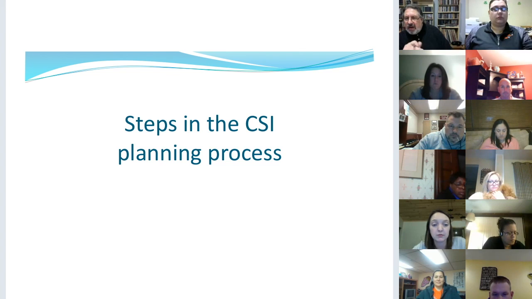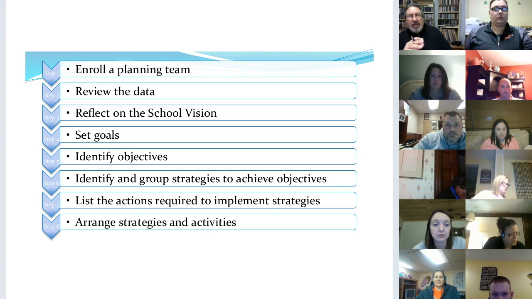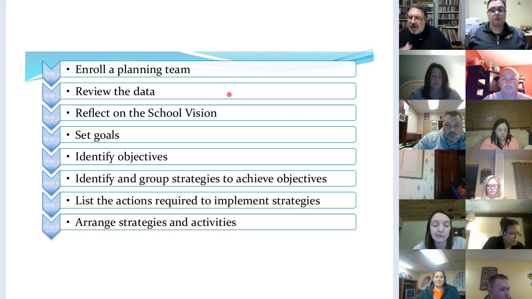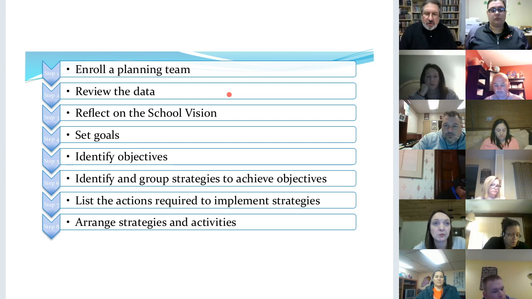So here are steps in the CSI planning process. You would enroll a planning team. Through careful deliberation with people in your intimate cabinet, enroll a planning team to determine who's going to be involved in this. Everyone doesn't have to be involved in all the steps. You can break it up into separate groups, handling different parts of it, making sure that they all come together at certain times, all right, to share across platforms, if you will, or across responsibilities.